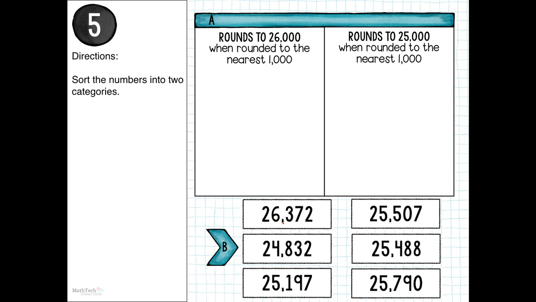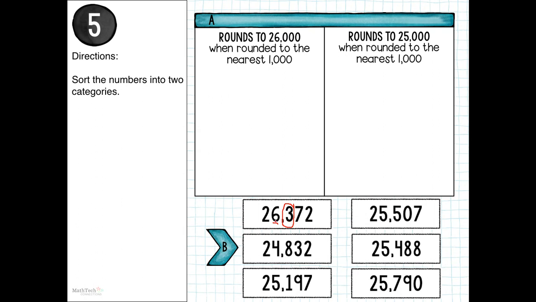So 26,372. I need to round it to the nearest 1,000. So I'm going to underline the thousands place. I'm going to circle the place value to the right, so in this case it's the hundreds place. And I'm going to say to myself, is 3 0 to 4 or 5 to 9? It is 0 to 4.